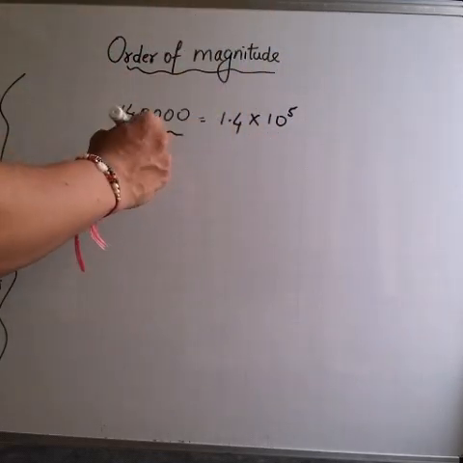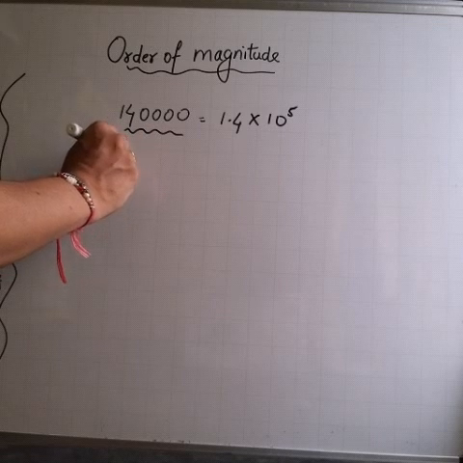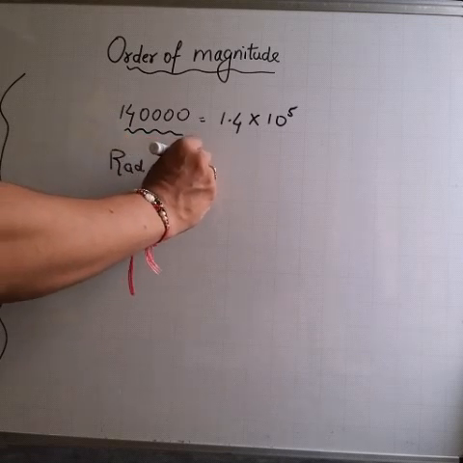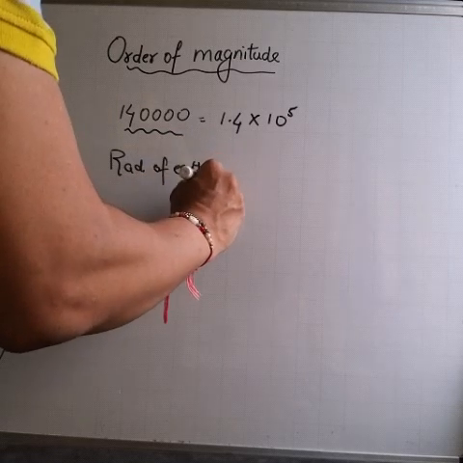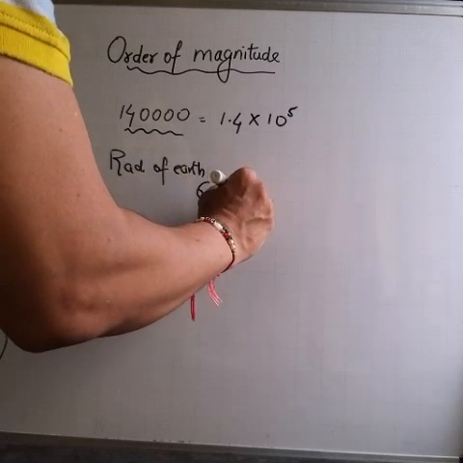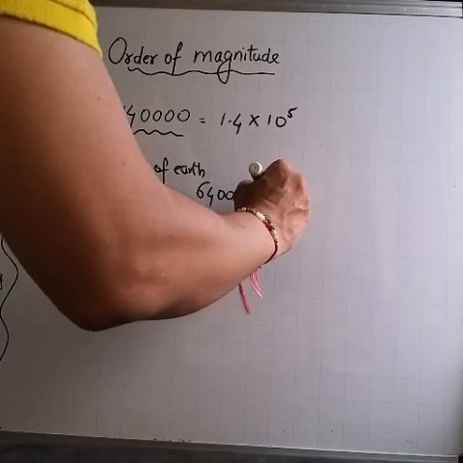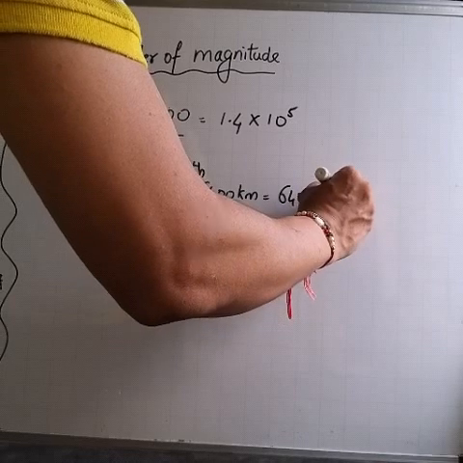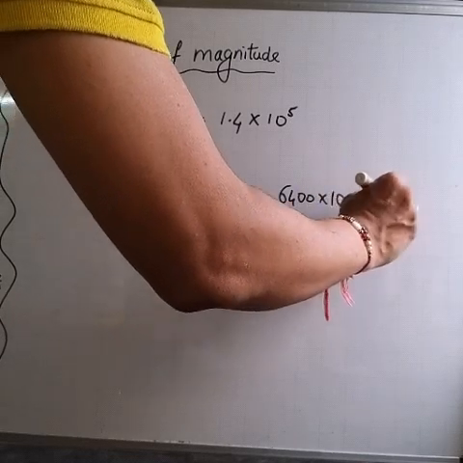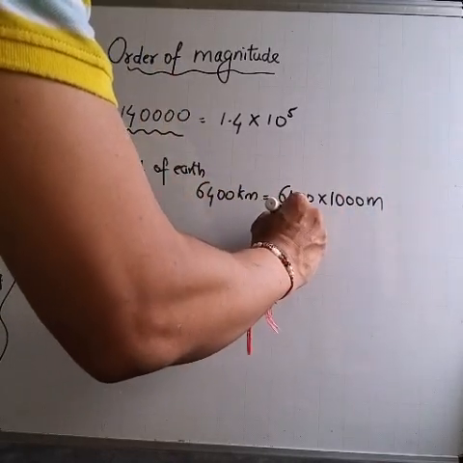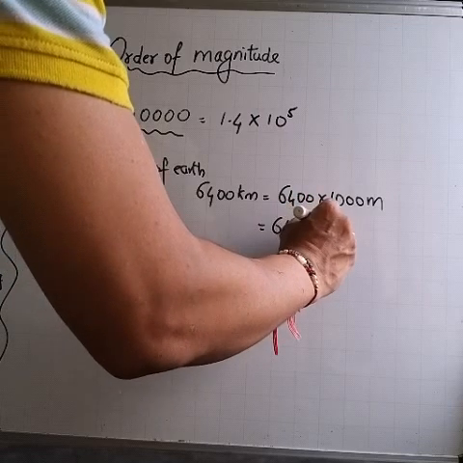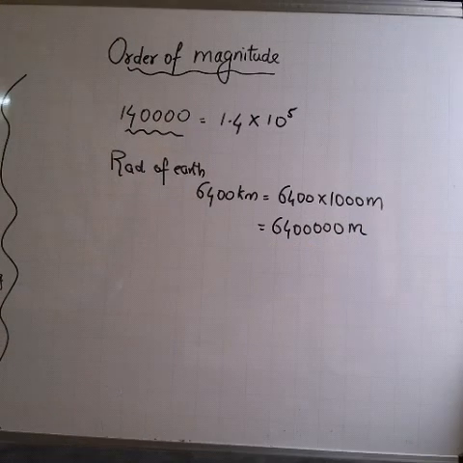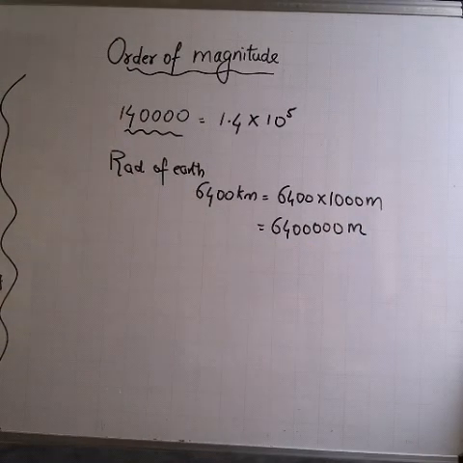Let me give an example. We know the radius of the earth. How much is the radius of the earth? It is 6,400 kilometers. Now how do we write it in meters? 6400 into 1000 meters, and this will become 640000 meters.